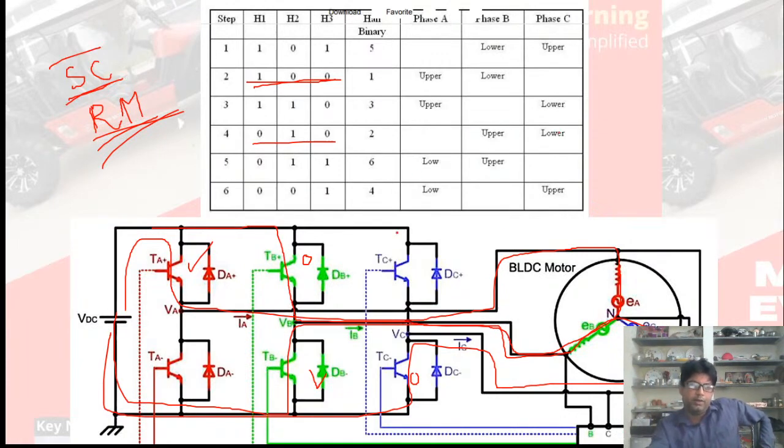So normally what I will do, because I need to control the speed. If I turn it completely on, then full voltage will be going to that motor, so it will be rotating at rated speed. But I want to change the speed. So what I will do, I will always apply PWM to the top phase and the bottom phase I will close.